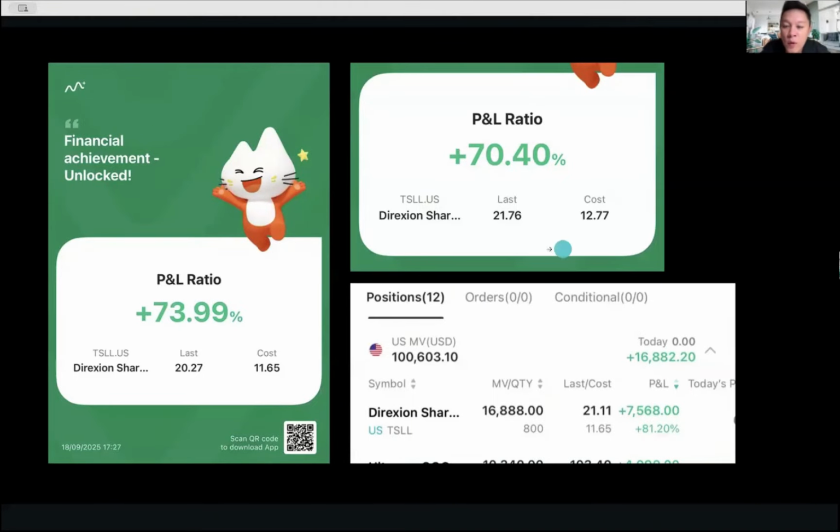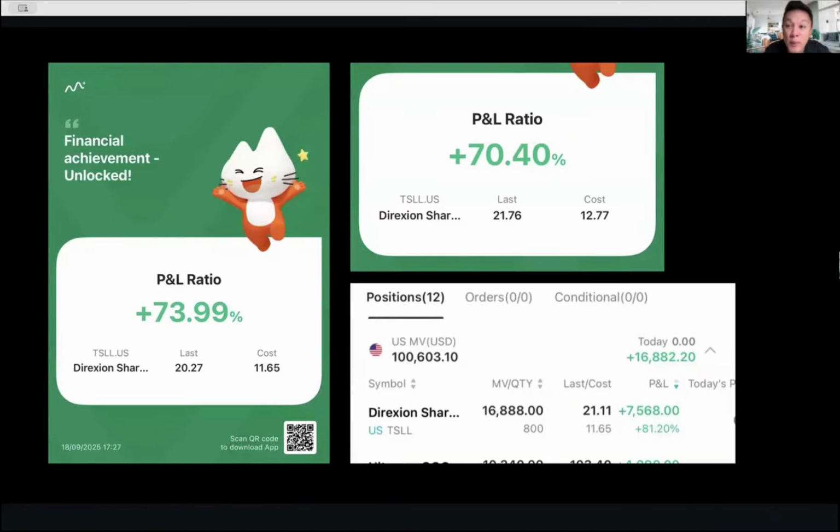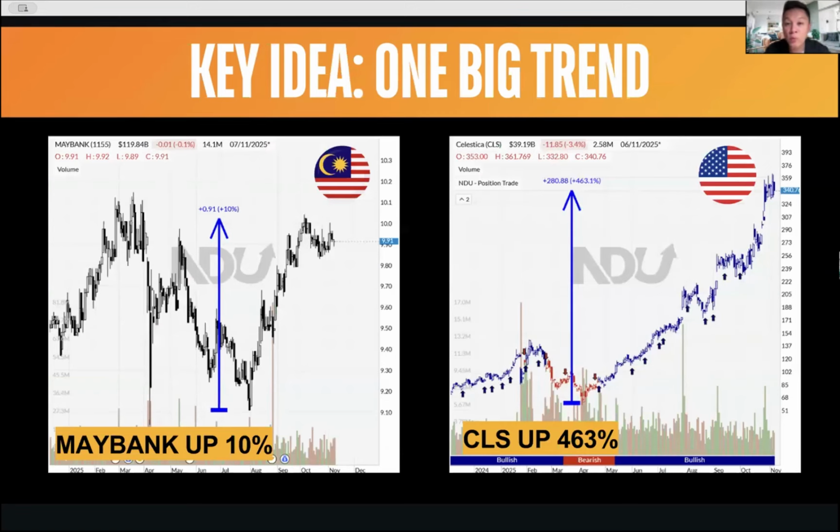With this $12 to $21, there is a big movement and the profit is 70%, 80%. Understand? So for you to use small money to make big money, you need a big trend in the market, and you also need to learn about leverage. Learn about leverage, and from there it is possible for small capital to grow big. So the key idea is every year you just need one big trend.